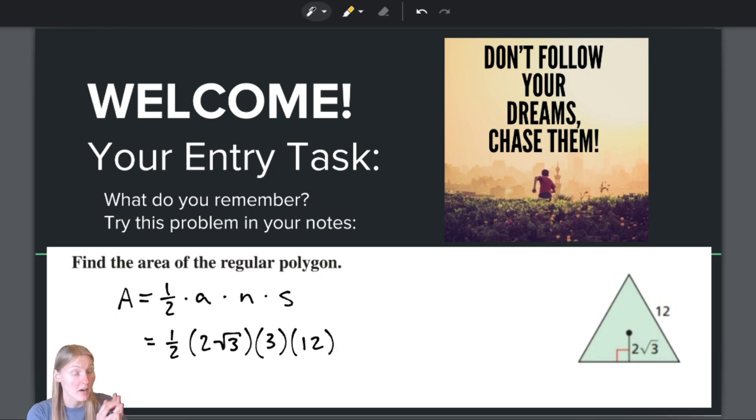We are going to take our handy-dandy calculator, and we're going to type in 1/2 times 2 times the square root of 3 times, if I can work my fingers correctly, times 3 times 12, and we will get approximately 62.353.